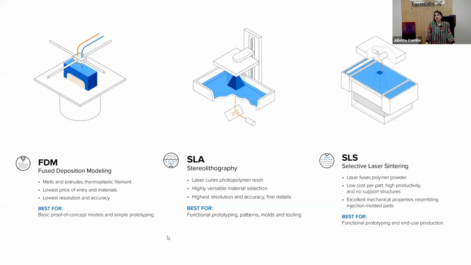Here's a recap of the three main ones, or there are also different variations for each. You basically have FDM printing, fused deposition modeling, which melts and extrudes thermoplastic filaments. This is usually great for entry price and low maintenance, but it also has the lowest resolution and accuracy.